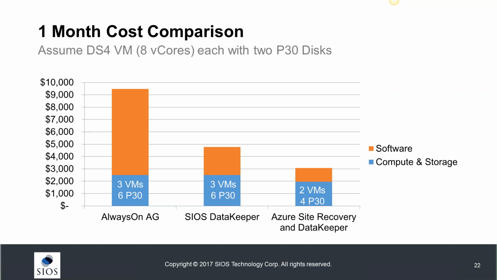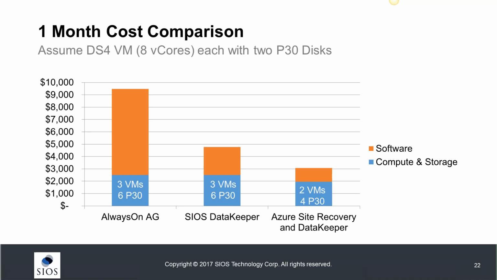The software associated with each solution, as you see, the always-on availability groups requiring the Enterprise Edition, jumps the cost of that solution way up to almost $9,500 per month across three VMs. Whereas DataKeeper, leveraging SQL Server Standard Edition, has a much more manageable cost associated with it. Again, this is one month, so you compound that over time, you can understand the tens and hundreds of thousands of dollars you could save using that solution.